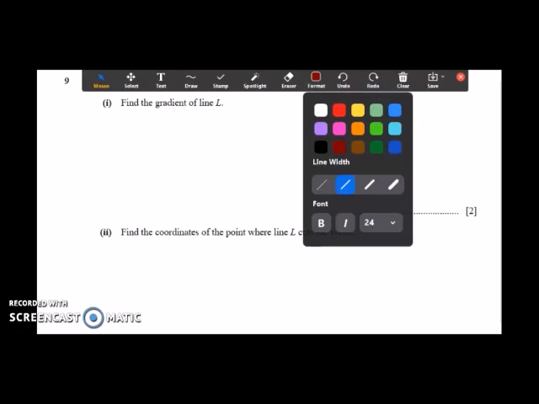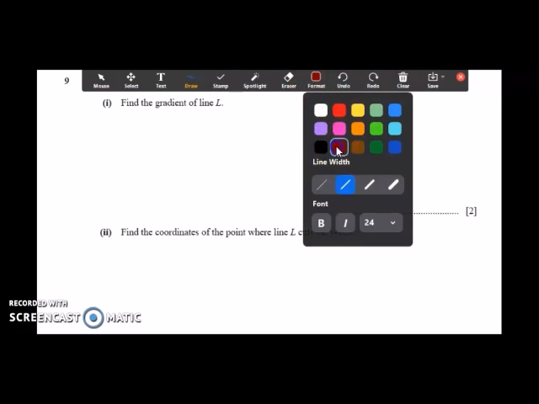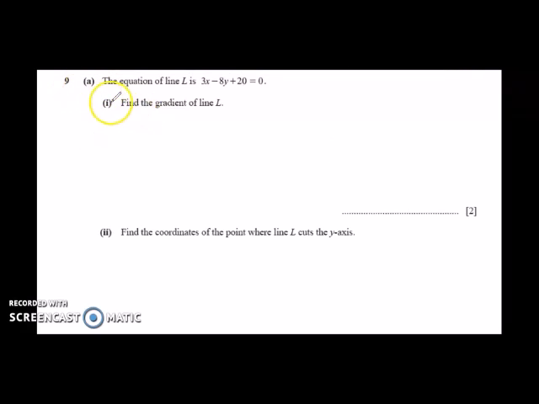Okay, this is the third question for today. So here we have the equation of line L. This is the line L, and we have to find the gradient. To find the gradient of this line L, we have to change it into the form y equals mx plus c.